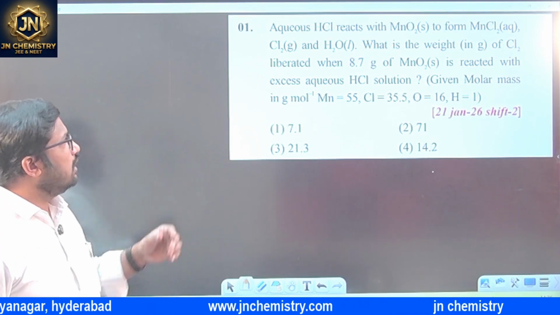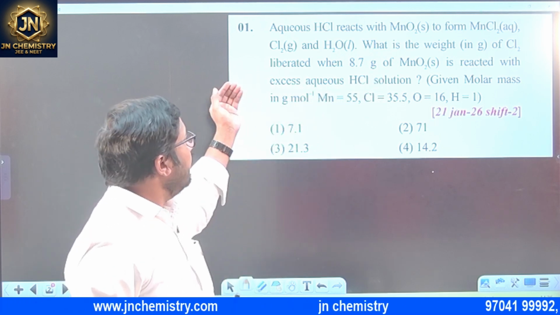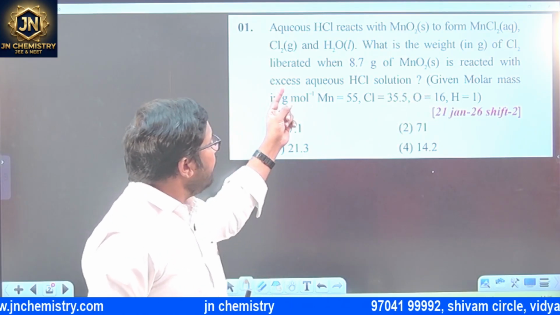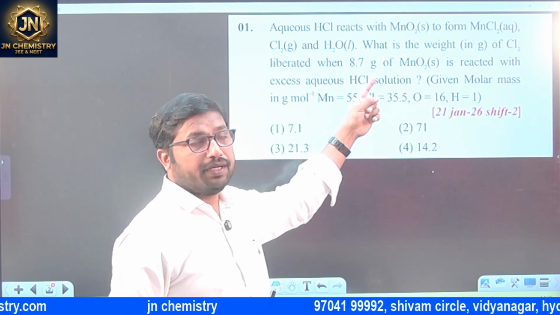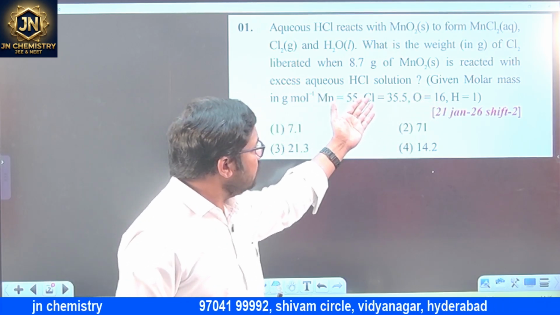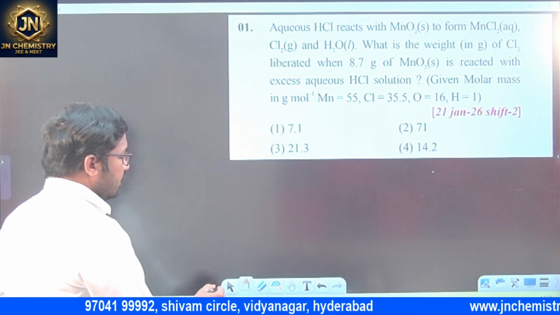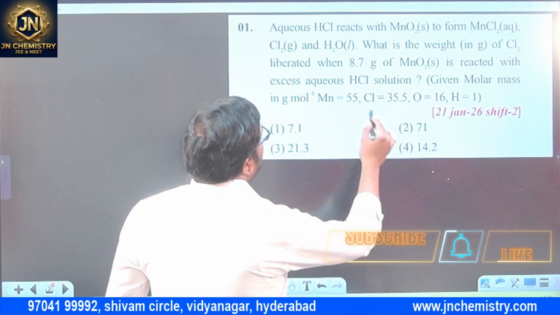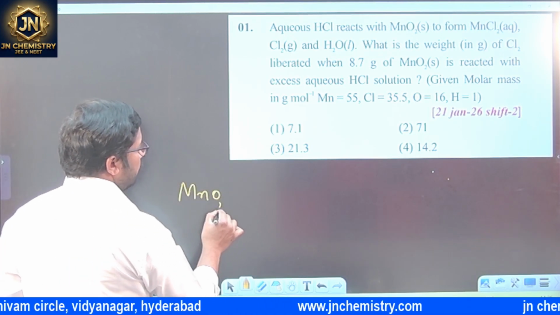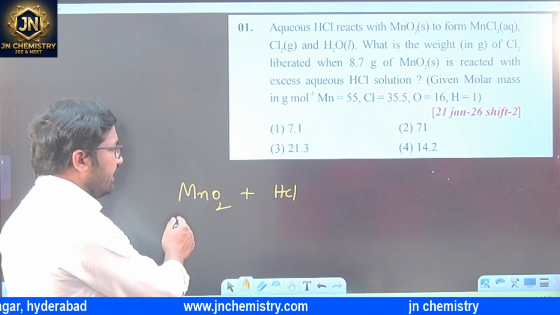The first question: aqueous HCl reacts with MnO2 to form MnCl2, Cl2 and H2O. What is the weight of chlorine liberated when 8.7 grams of MnO2 solid is reacted with excess HCl solution? Molar masses are given. So first, what they are asking: MnO2 reacting with HCl. HCl is excess. This is the limiting reagent, this is excess.